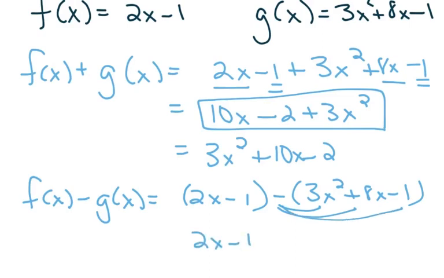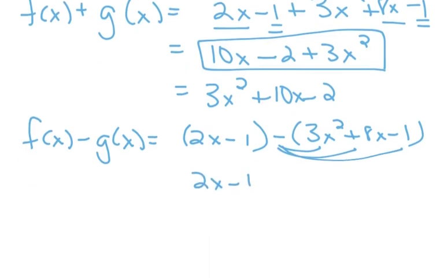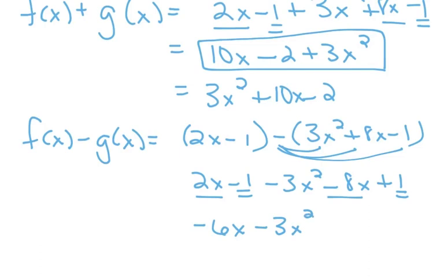So 2x minus 1, nothing happens to. But the second polynomial becomes negative 3x squared, negative 8x, and positive 1. Now we go into our like terms again. 2x and negative 8x is negative 6x. Negative 1 and 1 is 0. And then negative 3x squared has nothing to combine with it.